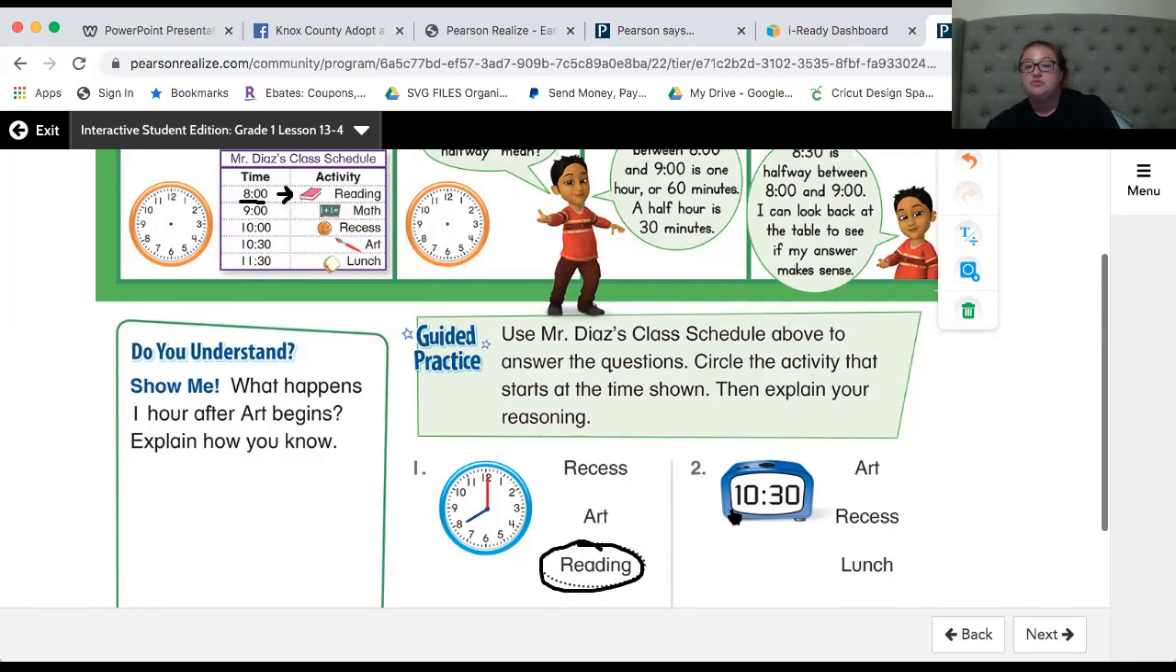For number 2, this time it gives us a digital clock. It says 10:30. If we go back to our schedule, always look back up at this schedule, or whatever schedule it tells you to refer to. If we look up here, that's 10, but that's 10 o'clock, so that's not right. If you look across from 10:30, what activity is going on? Is it art, recess, or lunch? Lunch is at 11:30, so that's not right. Recess is at 10 o'clock, so that's not right. Art is going on at 10:30.